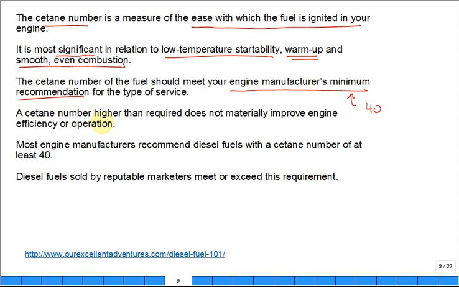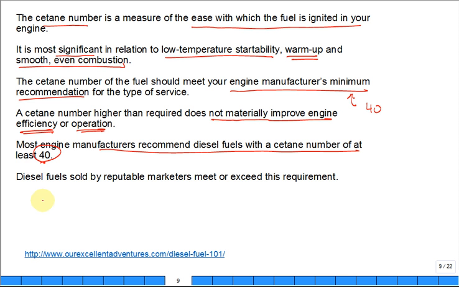The cetane number does not materially improve the engine efficiency or the operation, nor does the octane. The octane just lets it, if you have a higher octane number, you can run a higher compression ratio in it, right? And then you will have a better, higher efficiency engine. But let's say you put the same grade gas into a low compression engine, or different grades of gas, you will not see a higher mile per gallon if your engine doesn't require that higher octane number. Most engine manufacturers recommend a minimum of 40.